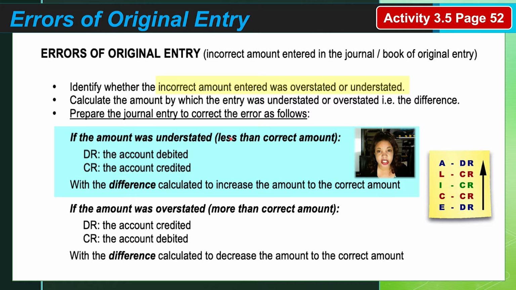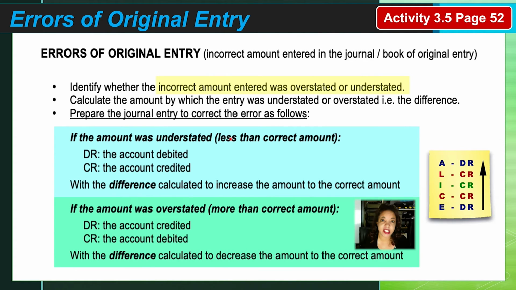So we're going to see that just now. And in terms of if it is more, that means it is overstated. You need to minus or subtract. And to minus and subtract in accounts, in T accounts, means you go to the opposite side. So if the account was credited, you will go on the debit side to take out the difference, right?